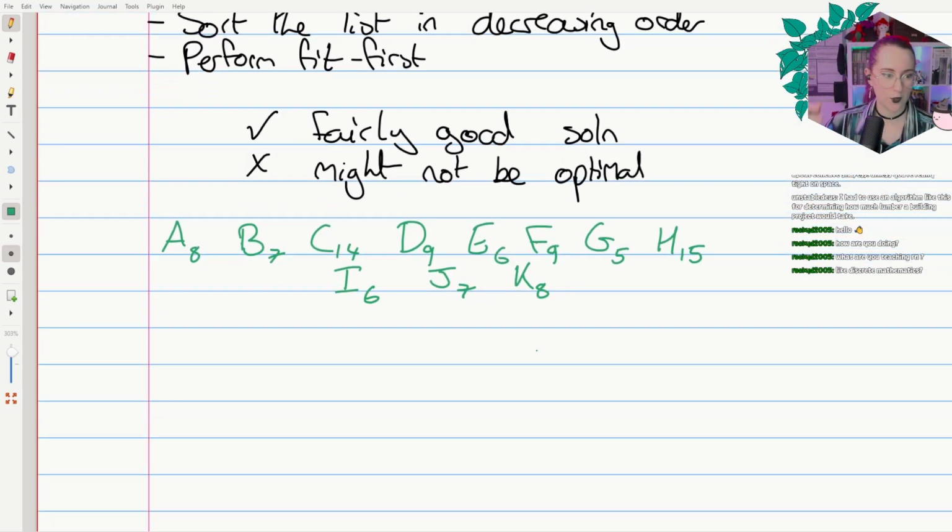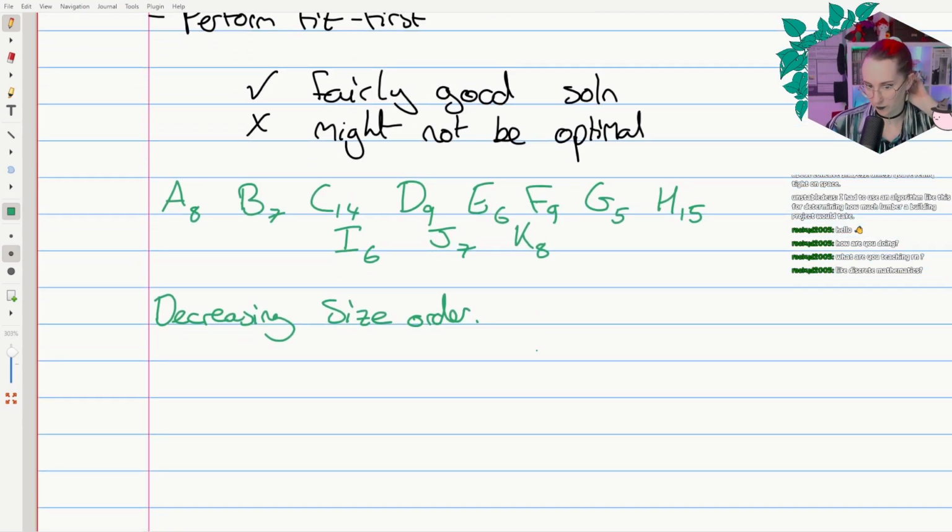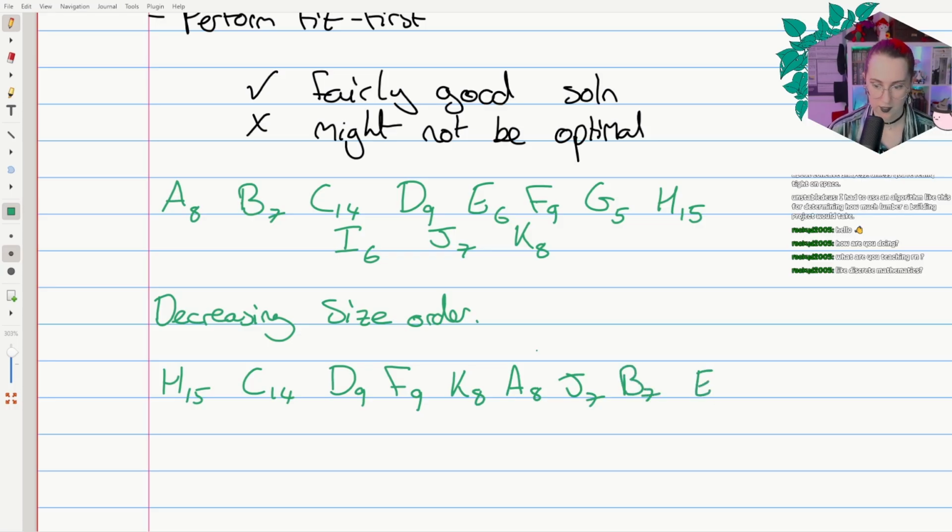But now we need to put it in descending order of size. So the decreasing size order. Remember, the A, B, C, D, E is just for the labeling because things are of the same size. So if we're going to do this, we would have H15. I'm not going to perform a sorting algorithm to do this, but we could. C14, D9, F9, K8, A8, J7, B7, E6, I6, and then G5. So now they're in biggest to smallest.